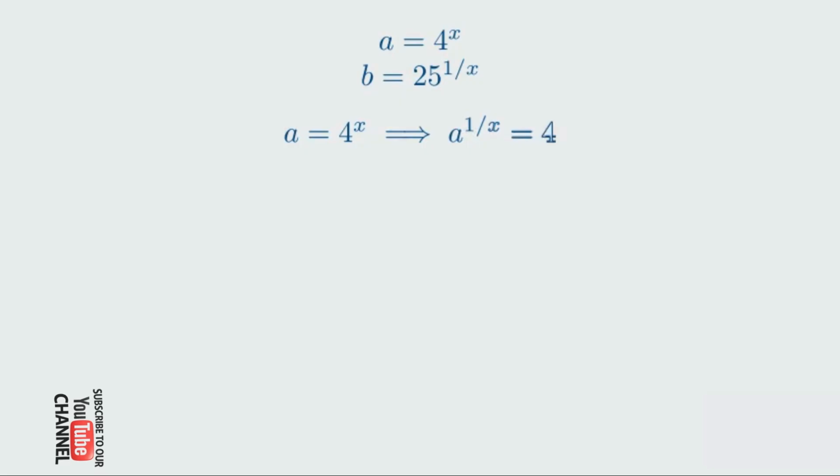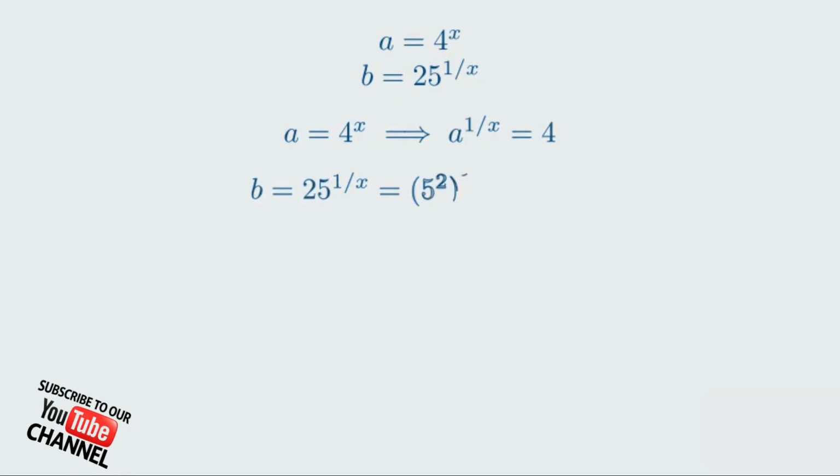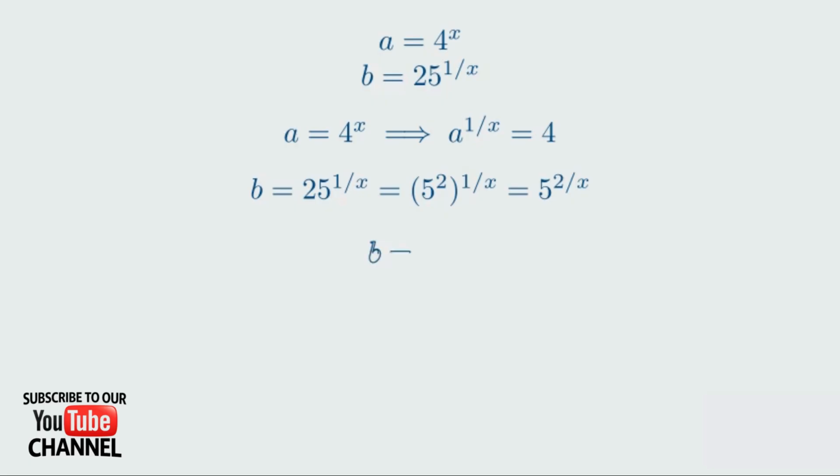My apologies again. Let's start with the property that we know for sure. b is 25 to the 1 over x. We know that a equals 4 to the x, and b equals 25 to the 1 over x. Let's use the first equation. We can say that the xth root of a is 4. Now, let's look at b. We can rewrite it. b equals 5 squared to the 1 over x. We can rewrite this in terms of the number 4. Let's be very careful. b equals 5 to the power of 2 divided by x.